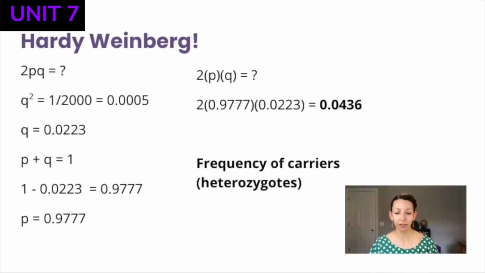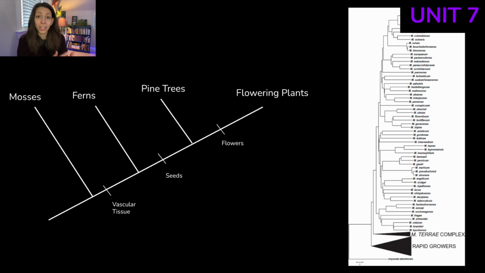And we multiply all those values together and we get 0.0436, which is the frequency of heterozygous individuals in our population. So phylogeny is the study of evolutionary history and how organisms are related to each other. And a lot of what we talk about in evolutionary history and phylogeny is the idea that all organisms come from a single common ancestor.